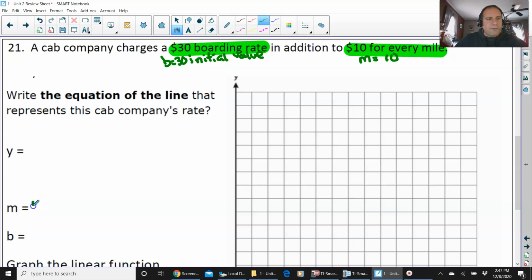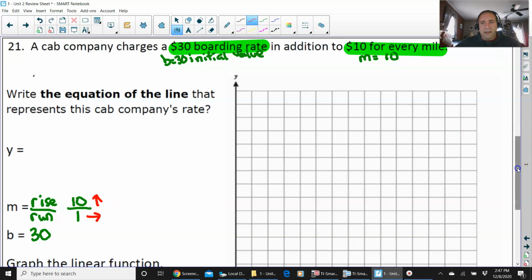So put that down right here. In rise over run format, because we're going to graph this, so it's important to put this in rise over run. So if it's $10, the M, what's the run? It's 1. The B is the boarding rate, $30. So what we like to do right now, the rise is positive, so we're going to put directional arrows up, and the run is positive, so we're going to the right. Up is positive, down is negative. Right is positive, left is negative. All right, just like the number line.